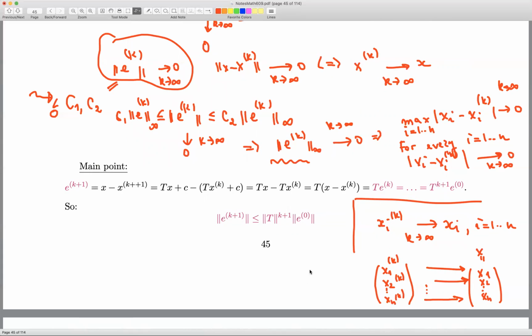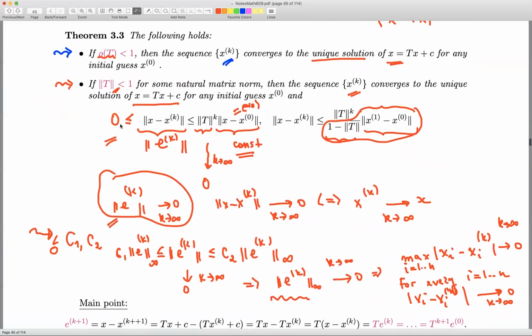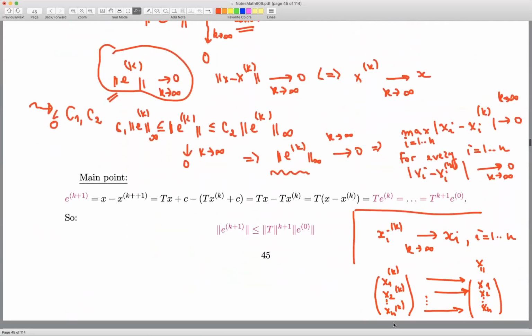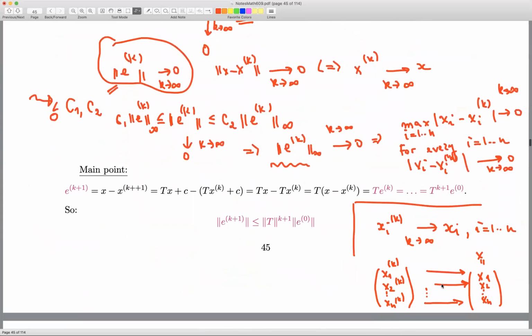So no matter what induced natural norm we have applied here to the matrix T, we will end up with the corresponding vector norm of the error going to 0, and because the vector norms in Rn are all equivalent, that would mean that coordinate-wise, all the components of the kth output of my iteration will get closer and closer to the components of the exact solution x of my system.